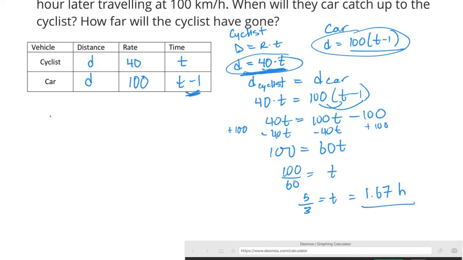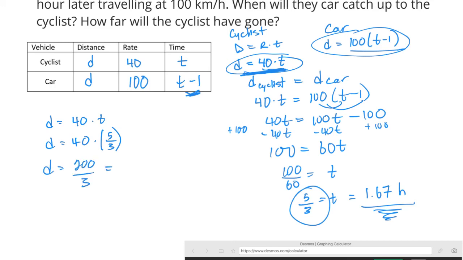So to figure out the distance, distance is equal to 40 times t, or distance is equal to 40 times the time, which is 5/3. I quite like using an exact number as opposed to an approximation. Okay, so this will be 200/3, and I think that turns out to 66.7 kilometers. Okay, so the biker would have gone pretty tough to go 66 kilometers traveling 40 kilometers an hour. You have to be fairly fit and have a wind behind you or be a professional.